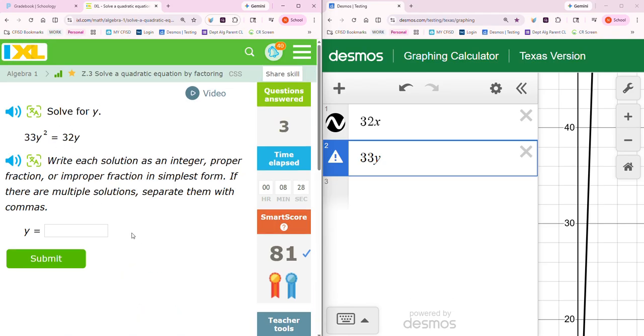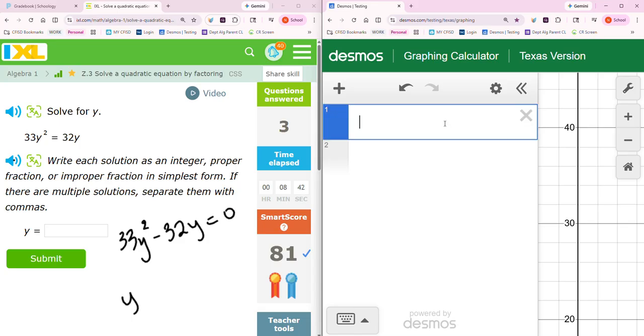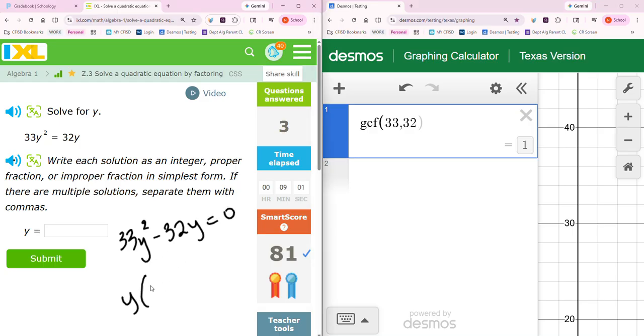So I just need to move the 32 over. So this becomes 33y squared minus 32y equals 0. I have a GCF of y, and then I'm going to look for a GCF between 33 and 32. So I'm going to type GCF, parentheses, 33, comma, 32. There is no GCF between those two. So I have a GCF of y. That gives me 33y minus 32 equals 0.